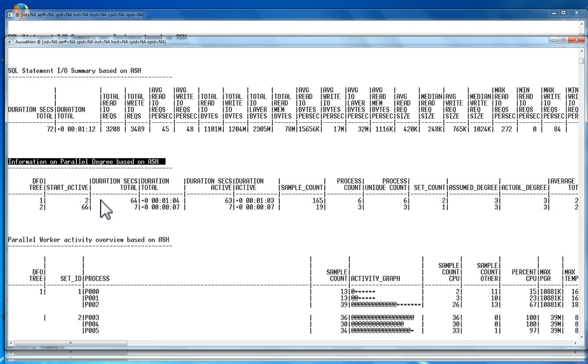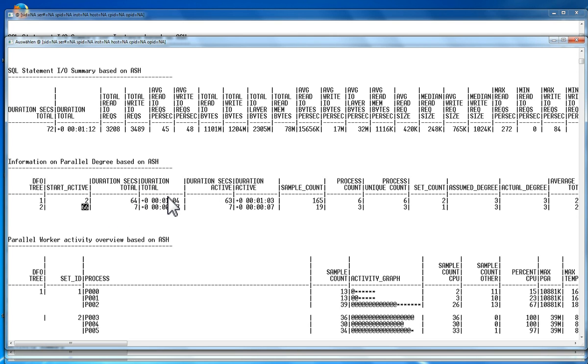The idea is here that you get information about when was this DFO tree for the first time active. This is this start active information in seconds. So this means that this DFO tree on second number 2 after the execution started was found the first time in the active session history. So a sample that could be related to this DFO tree was found in the active session history. Whereas the second DFO tree here was found the first time only after 66 seconds. So for the first 65 seconds there was no activity found in active session history for this DFO tree.